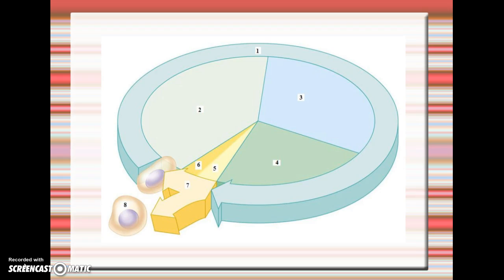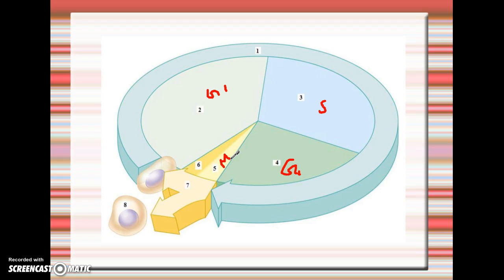The cell cycle has some very important phases. Phase 1 is called interphase. Interphase is the longest phase of the cell cycle. It has 3 subphases: G1, S phase, and G2. The next phase is called M phase, represented here by 5.